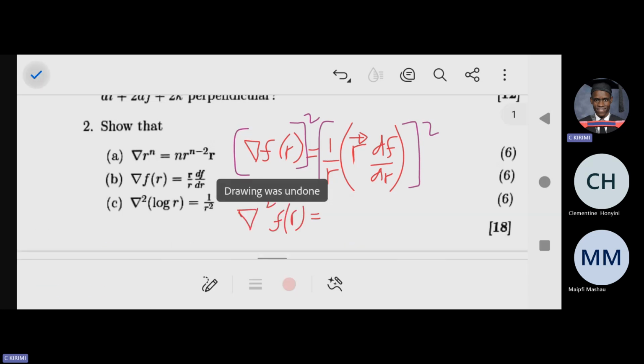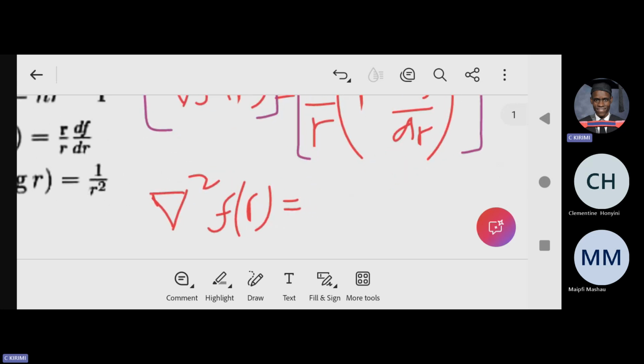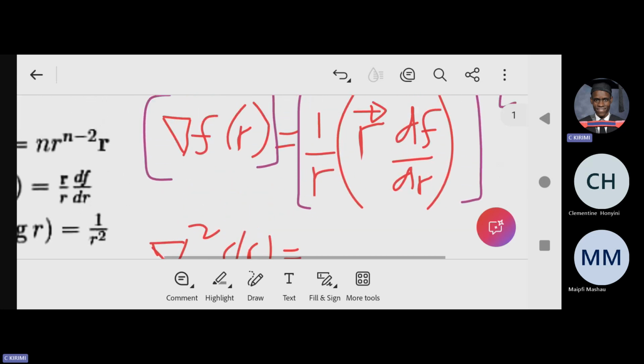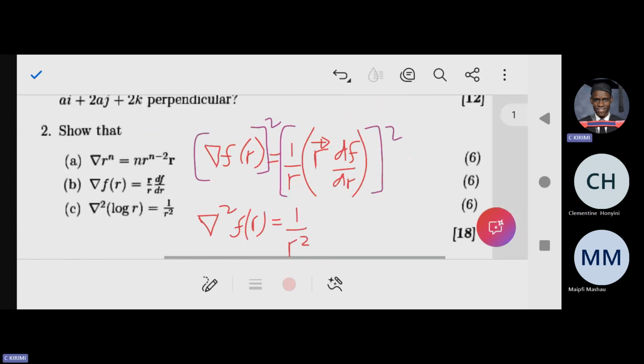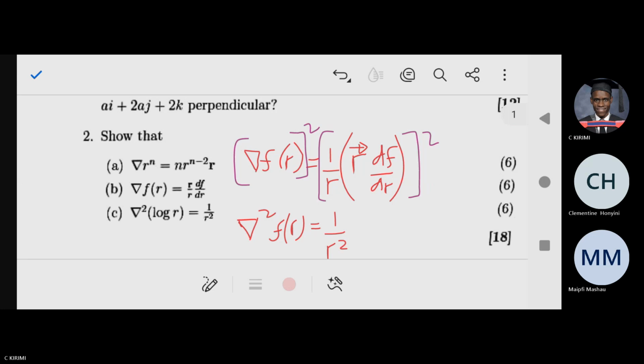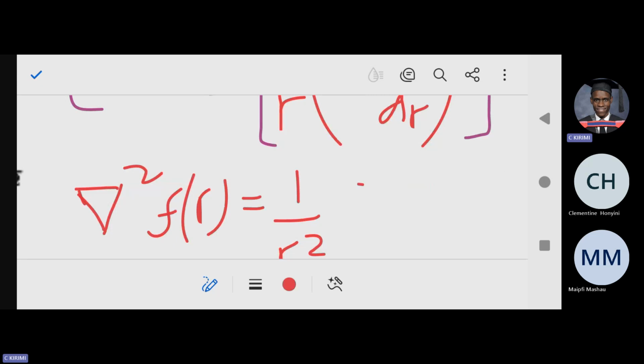So how will the right-hand side look now? We are going to square 1 over r. When you square it, what are you going to get? 1 over r squared. Do you agree there, class? Yes. Then squaring df/dr, when you want to square it, it means you are differentiating twice in terms of df/dr. That's why we are going to introduce d2f.